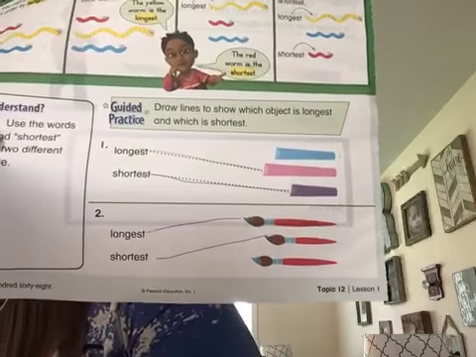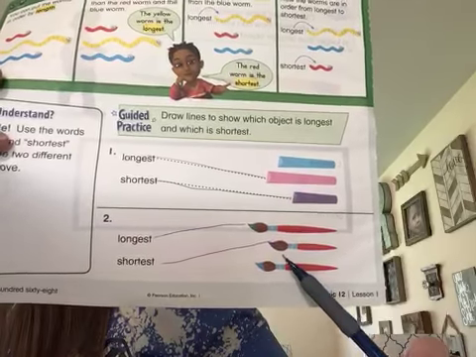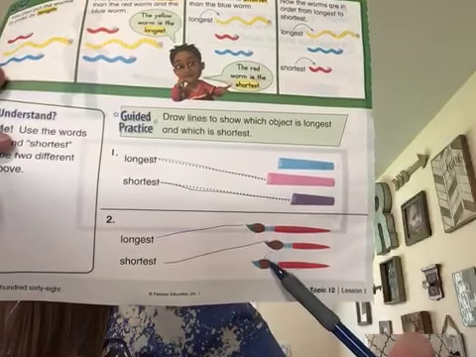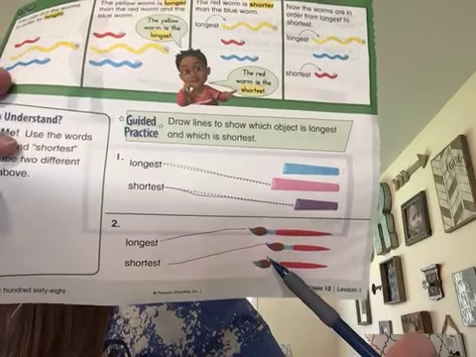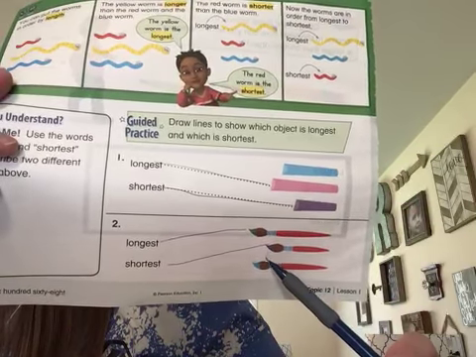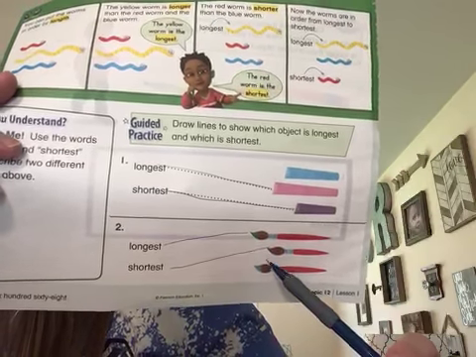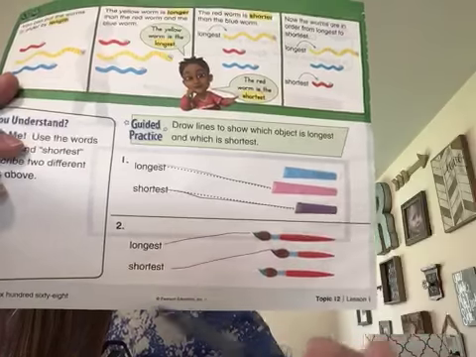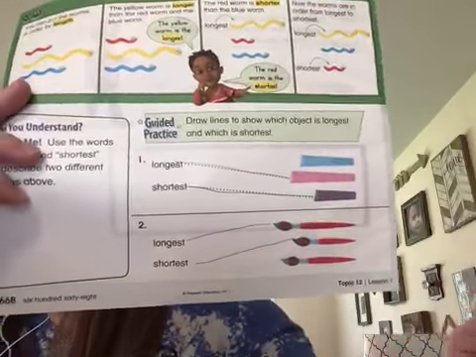The shortest is going to be the smallest one. So if you'll see, the purple one stops before the blue one does. The purple one is shorter. See how if you look at the purple one, it stops kind of right in the middle of the brush on the blue one? That lets you know that the blue brush is longer, so the shortest one has to be the purple. So you draw your line there.